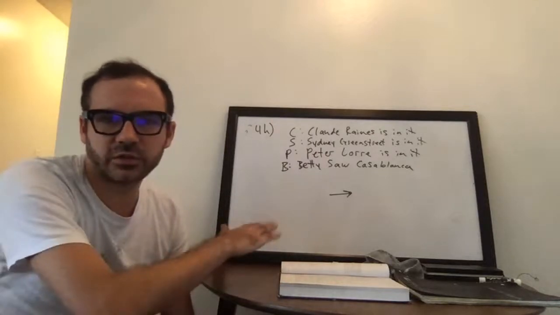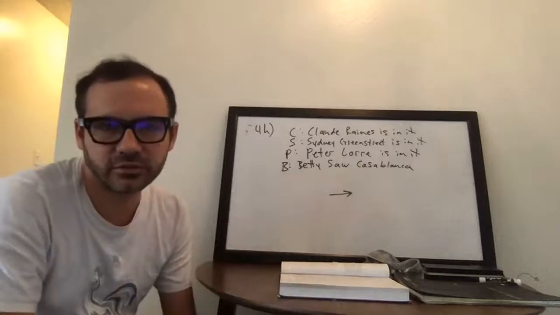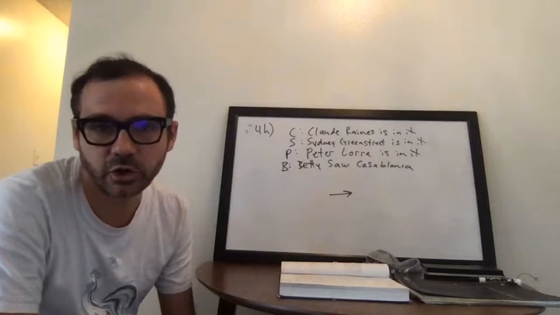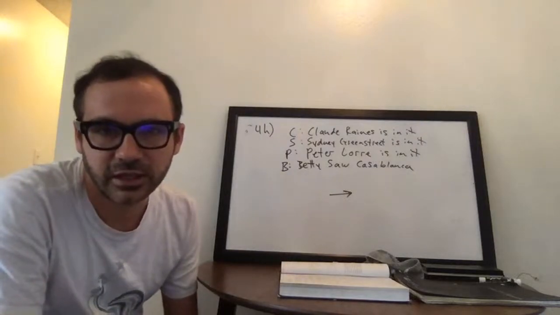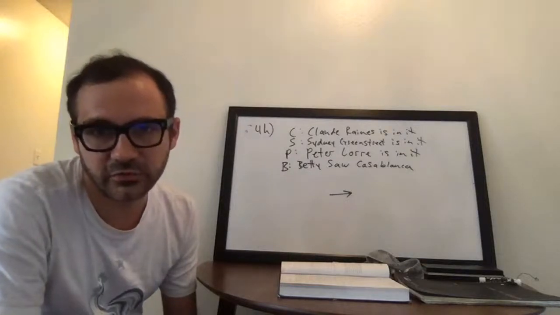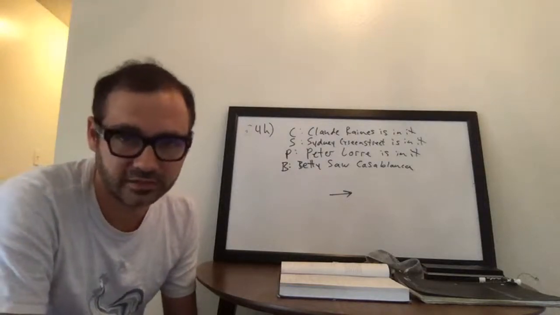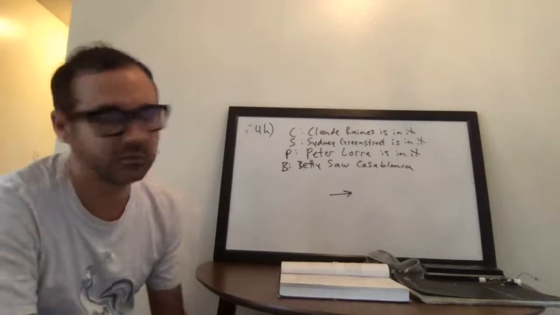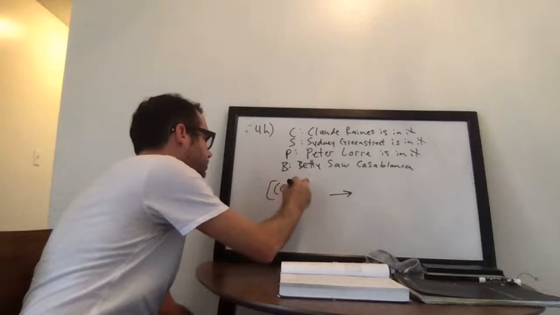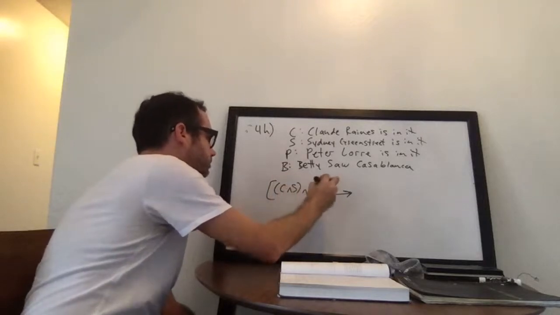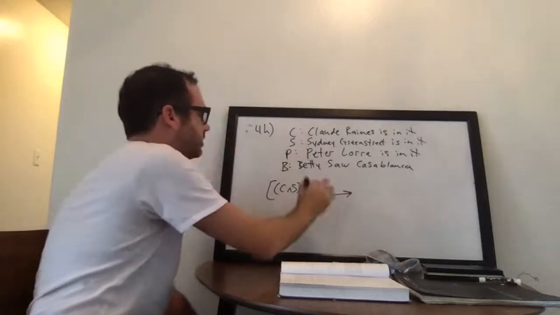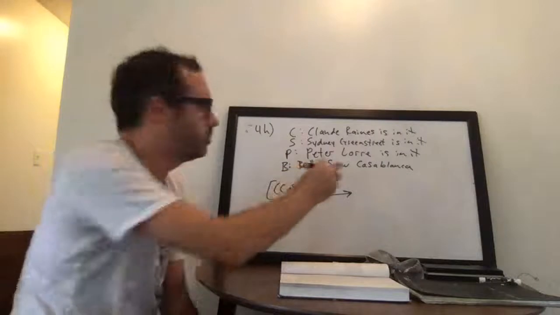The consequent of this one is easy, because it's just going to be to the right, the letter B for Betty saw Casablanca. So all the real work is the first half on the left. And good, Leonard. So the antecedent of this conditional is that if both C and S and P, then B. Yeah. Mm-hmm.